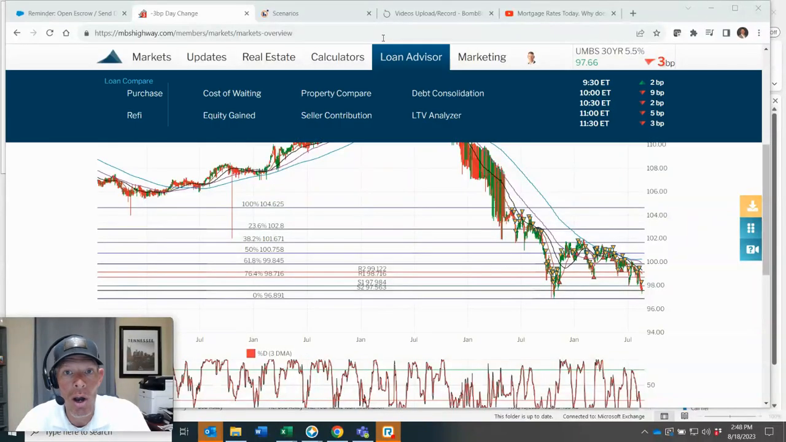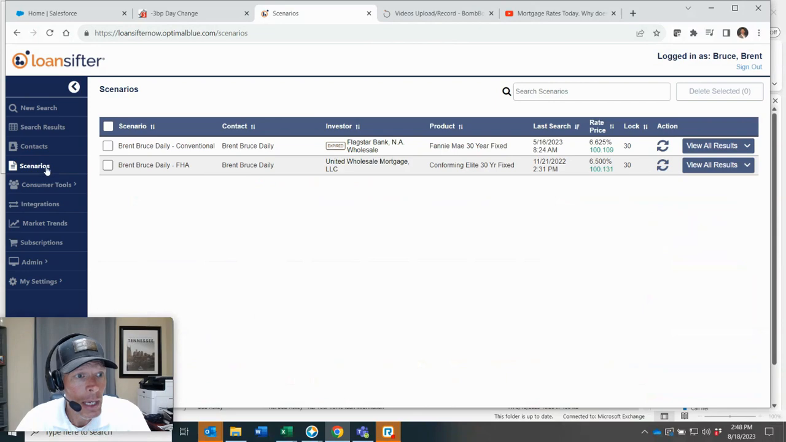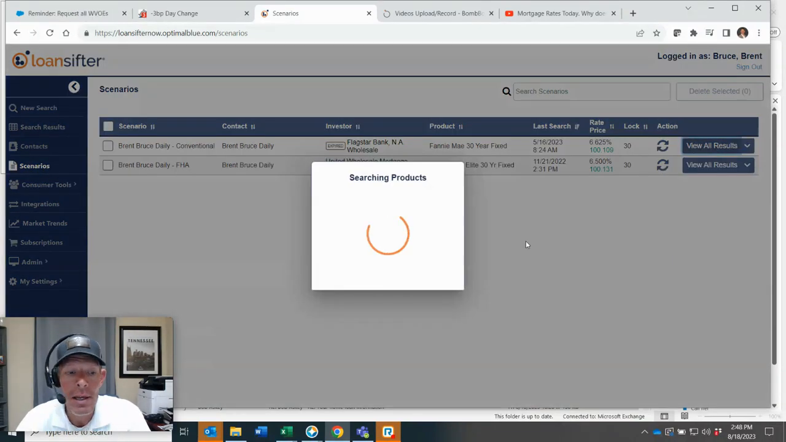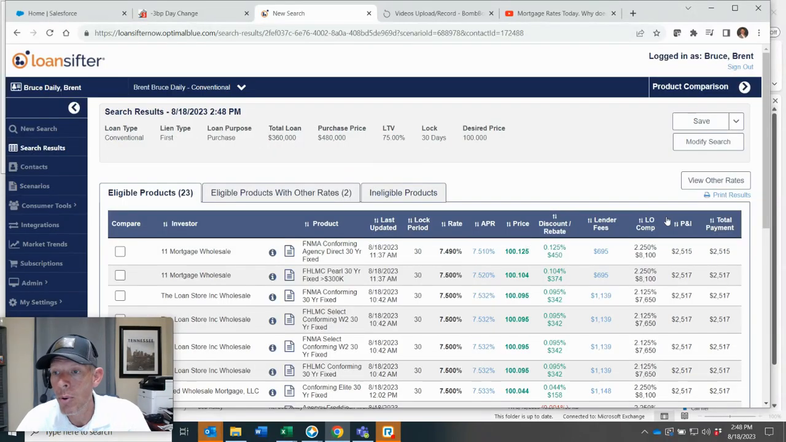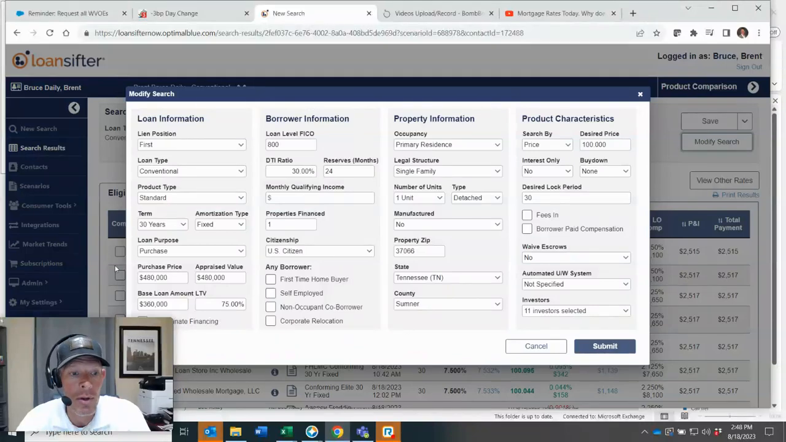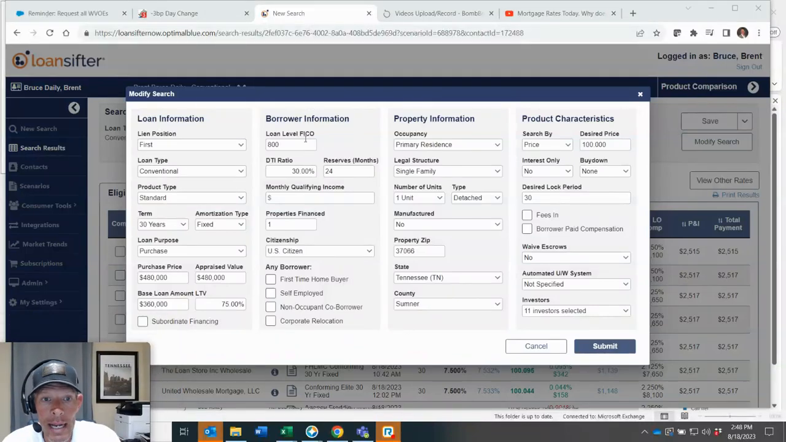Now, there's a lot that goes into that, but that gives you some perspective as to how far we would have to climb to get back to a situation where we're offering interest rates in the low 3s and 2s. All right. So now let's take a look and see where we actually are on our interest rates as of today. Let's run our Brent Bruce Daily, very well qualified, 30-year fixed conventional home loan. We'll pull the rates here. I'm going to open this up first and give you the parameters for what we're taking a look at here. 800 FICO score, primary residence, 25% down, just an ideal client.